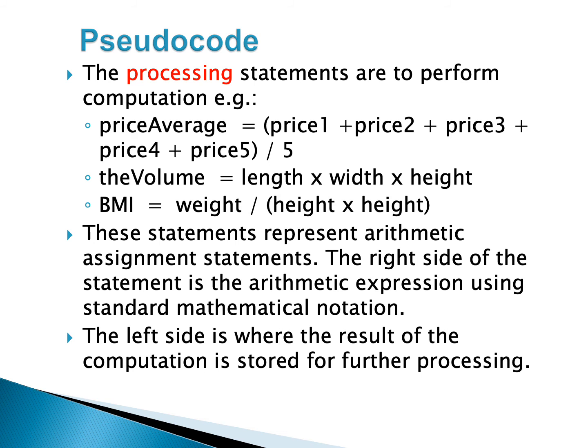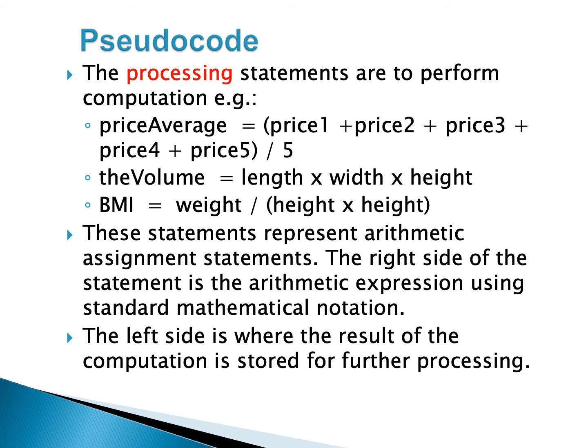Let's look at this example. PriceAverage equals price1 plus price2 plus price3 plus price4 plus price5 divided by 5. These statements represent arithmetic assignment statements. The right side of the statement is the arithmetic expression using the standard mathematical notation. The left side is where the result of the computation is stored for further processing.